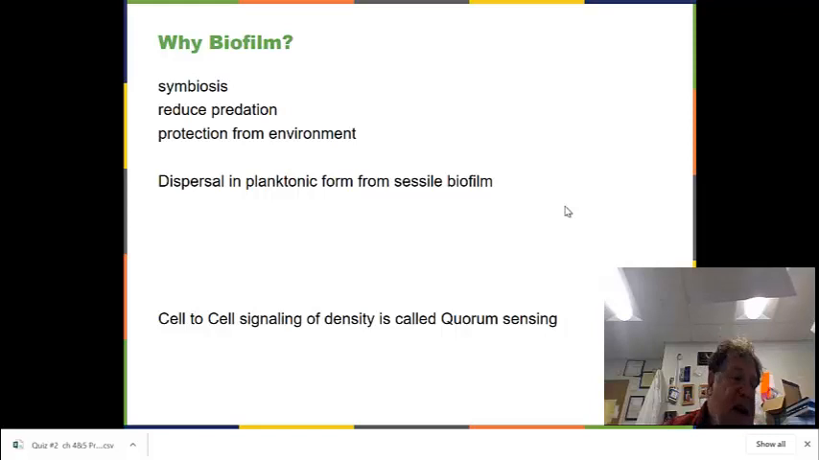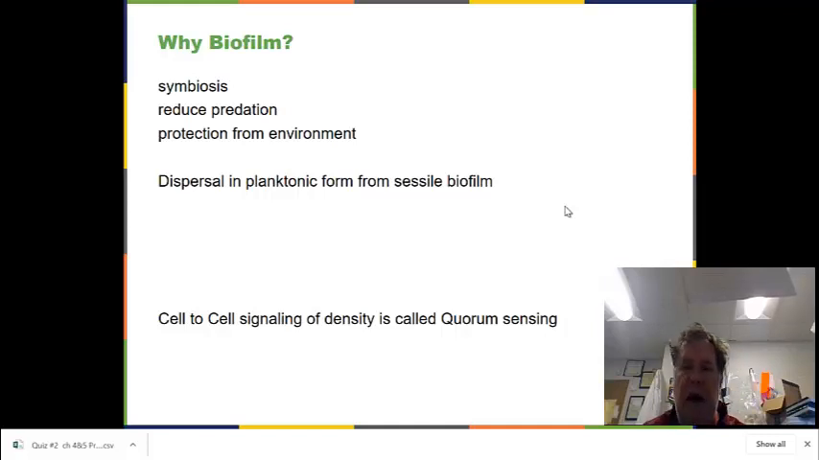You can reduce predation, and so a lot about predation is how big you are. Organisms that are smaller get preyed upon a lot easier. But if those organisms bind together, they're less likely to get preyed upon. This also provides protection from the environment, and I talked about drying out, UV radiation, all those kinds of things. And again, what we call the dispersal form of this is what we call a planktonic form. And so the bacteria that can float around will come together and form the biofilm.